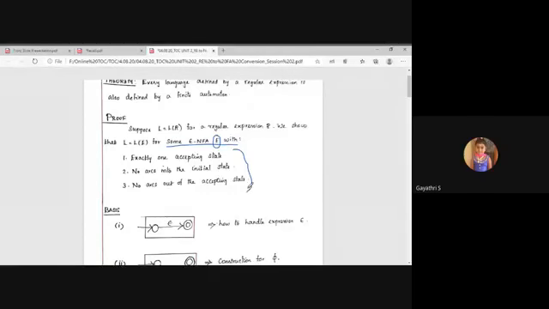Next, the same thing: induction proof. The induction proof again comes in two parts, the basis part and the induction part.